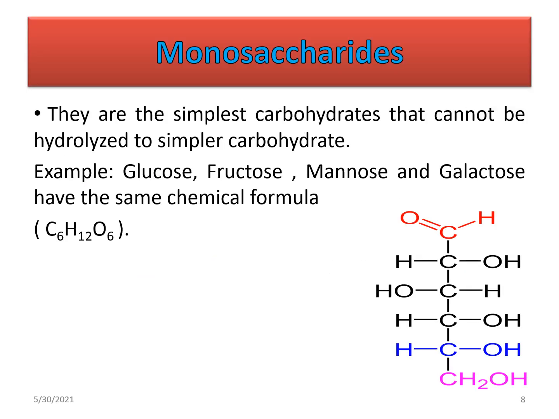Now we start with the monosaccharides. They are the simplest carbohydrates that cannot be hydrolyzed to simpler carbohydrates. Examples of monosaccharides: glucose, fructose, mannose, and galactose. They have the same chemical formula, that's C6H12O6. And we see that the numbers of carbon and oxygen atoms are equal, while the number of hydrogen atoms is double that of carbon and oxygen.